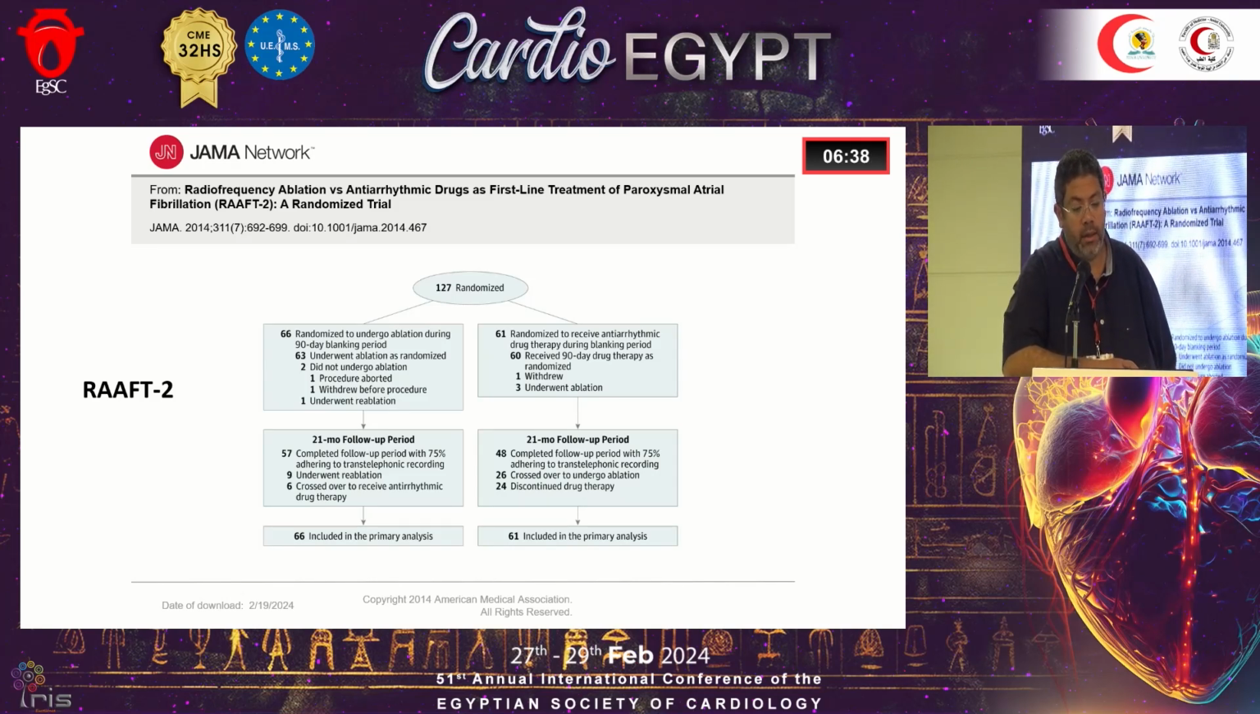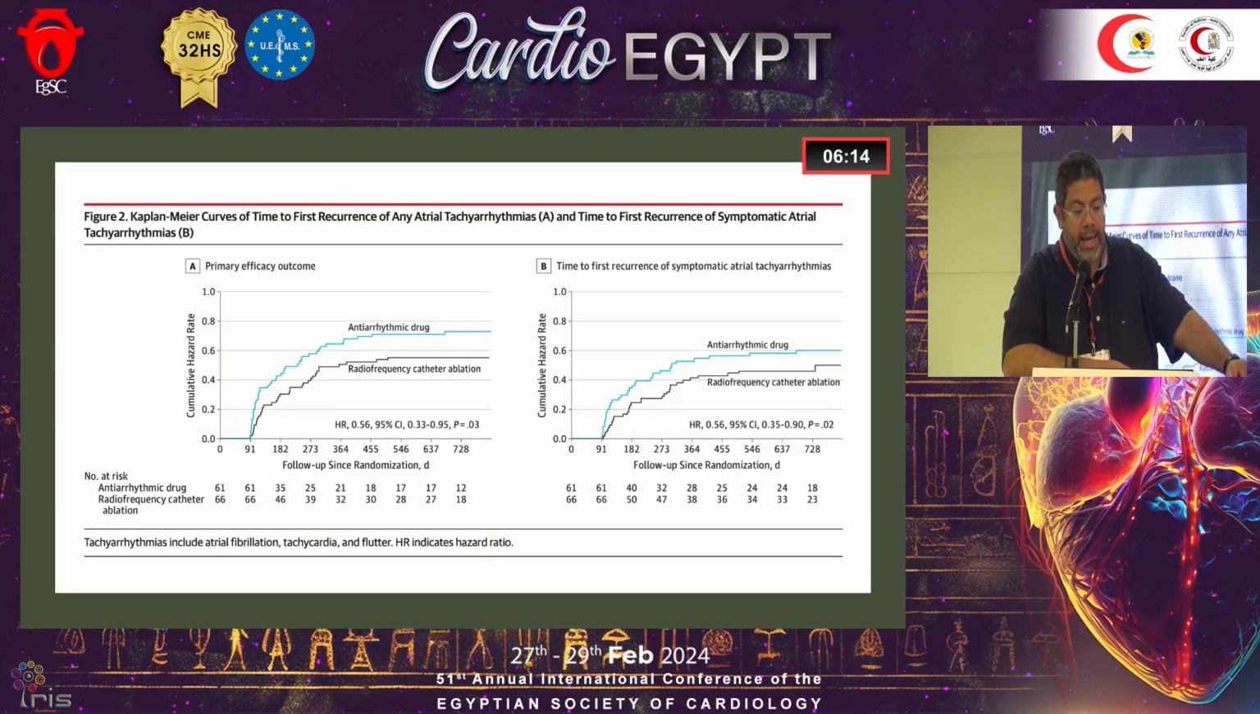This study randomized patients to catheter ablation versus antiarrhythmic drugs, and these patients were drug naive. So they never had an ablation before or took drugs before. It randomized about 130 patients to these 2 arms and followed them for close to 2 years. The primary endpoint was the efficacy outcome: when did these patients get atrial fibrillation lasting more than 30 seconds?